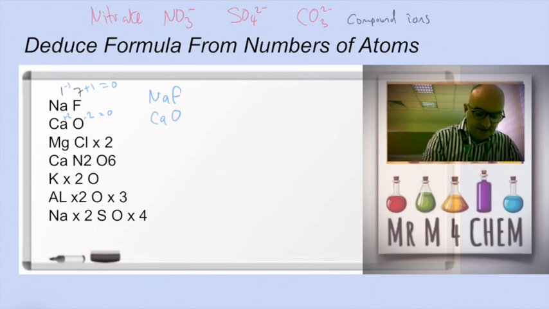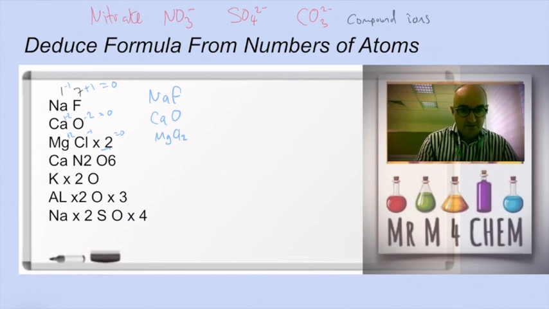Magnesium chloride. Magnesium is +2. Chlorine is -1, but there are 2 of them. +2 minus 2 is 0. So it's MgCl2. All very straightforward, right? Yes, Mr. Midgley, all very straightforward.